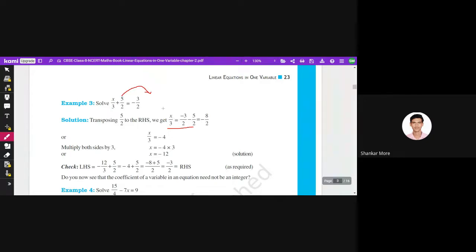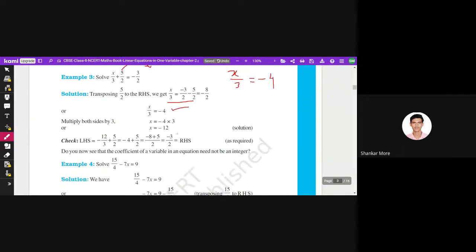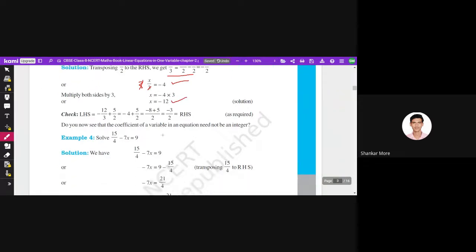Now see, x by 3 is equals to, see, minus 8 by 2 is minus 4, as you can see here also, right? So when this x goes to the right side, or we multiply this equation by 3, so this 3 gets cancelled with this 3, and this minus 4 into 3 becomes minus 12. So x is equals to minus 12 is going to be the solution, right? Yeah, so this was again a pretty easy.